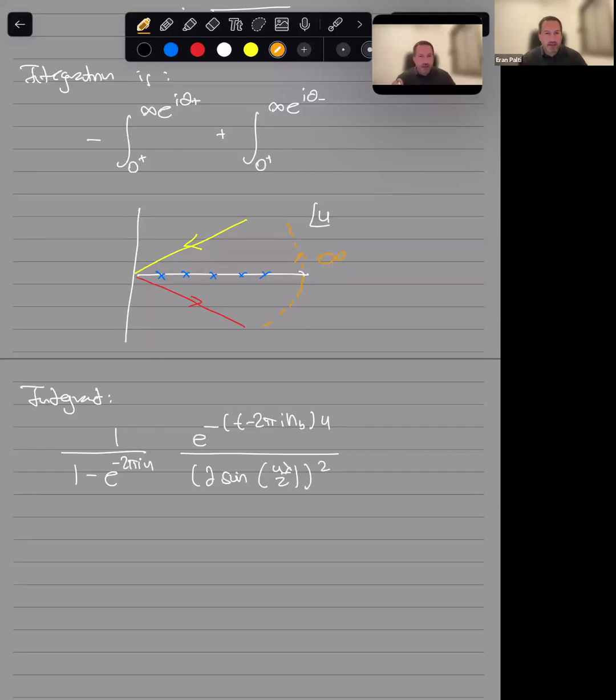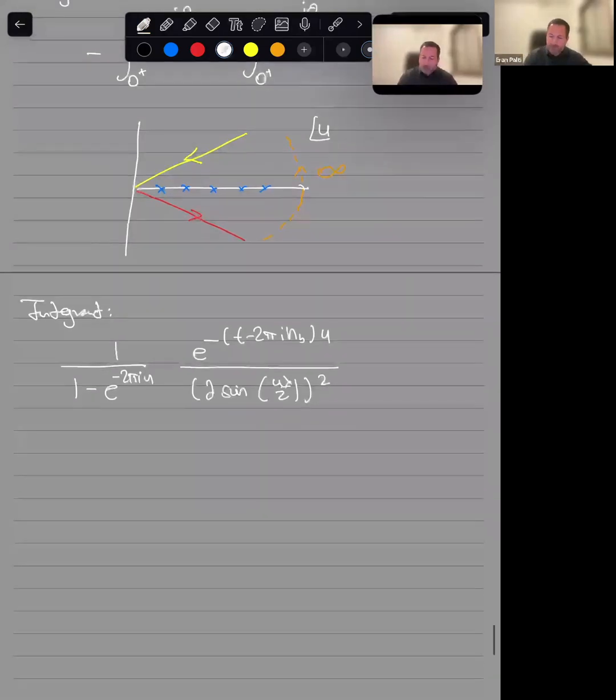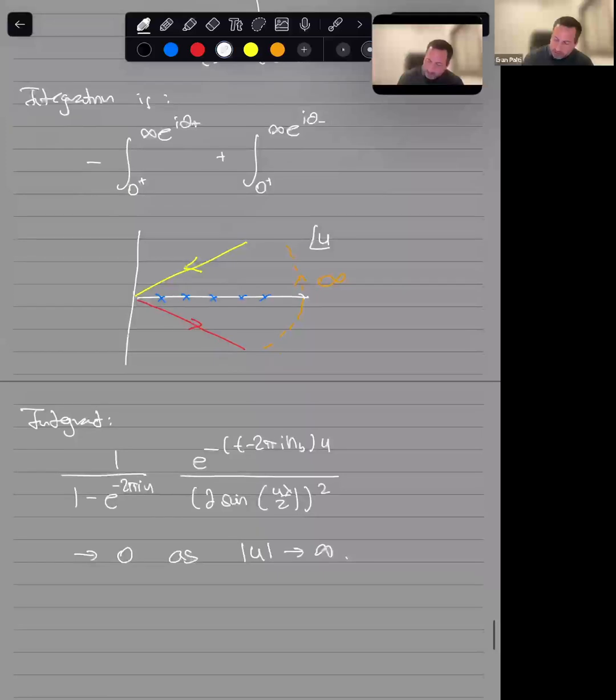Now, I can do that as long as the contribution from infinity is 0. And to show that, I need to show that the integrand vanishes at infinity. It's not so hard to show that, but one can show that this goes to 0 as mod u goes to infinity, and therefore I can do this closing of the contour.